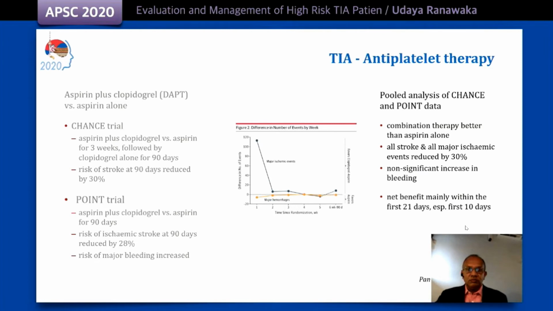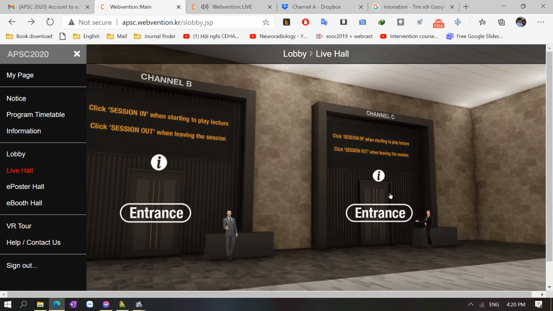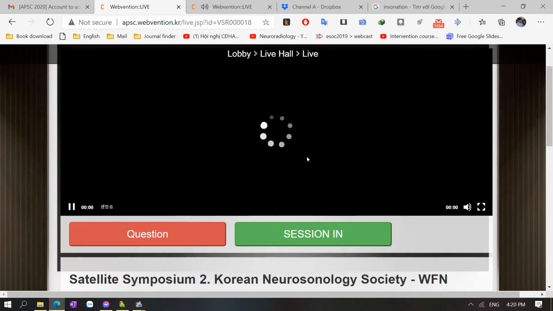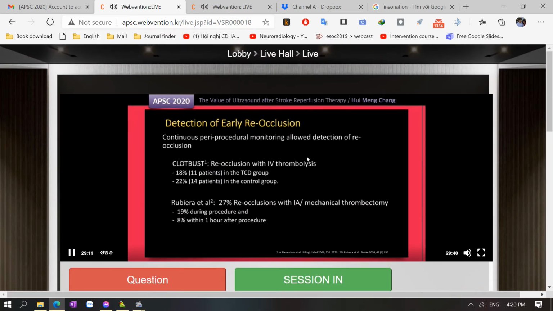Combination therapy is better. There's a reduction of strokes by 30%. There's a reduction of all major ischemic events other than strokes, such as cardiac events and cardiovascular death, by 30%. But there's a non-significant increase in bleeding, which is more or less persistent throughout time at a constant level. So clearly, there's a net benefit within the first 21 days, especially within the first 10 days, with the significant reduction of ischemic stroke risk.